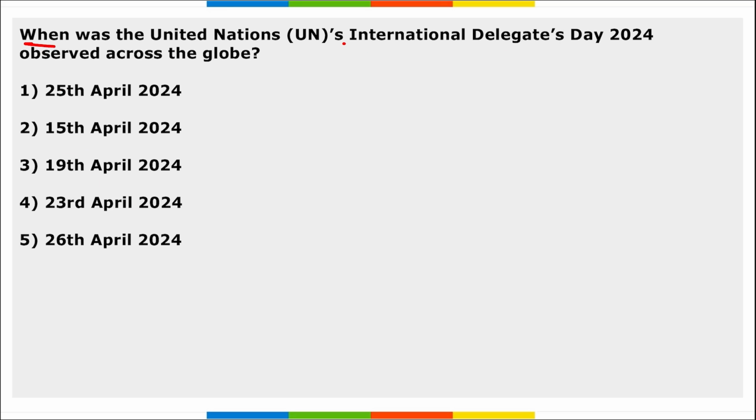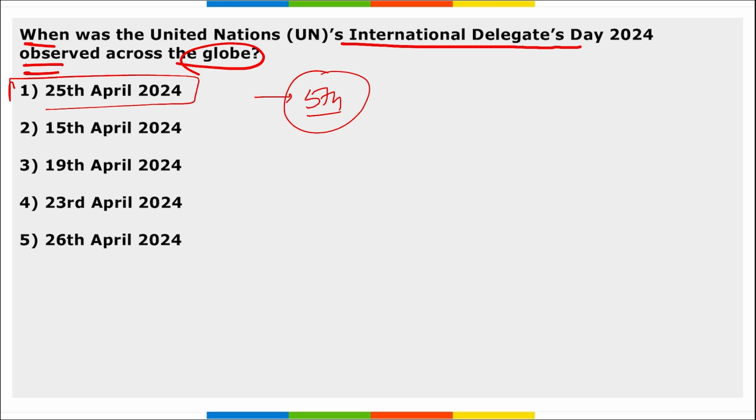Next, when was UN International Delegates Day 2024 observed across the globe? This day is observed on 25th of April across the globe, and it is to raise awareness about the roles of the representatives and delegates of the member states of the UN. And this year in 2024 it was the 5th International Delegates Day.